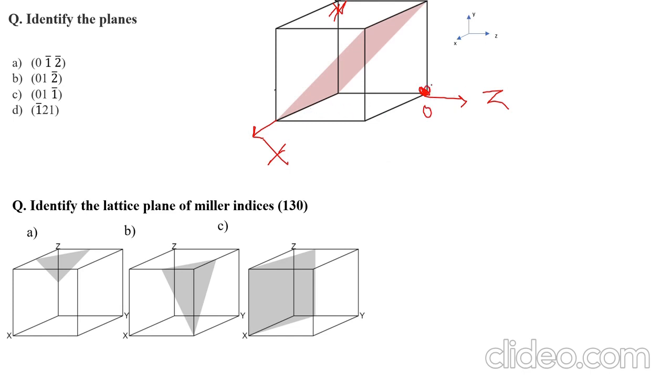We do not have an x-intercept because the plane is parallel to the x-axis, so we can write infinity. For y, we have an intercept at 1 unit distance, so you can write 1. And for the z-axis, we have an intercept at the negative of z, so you can write 1 bar. So the plane will be 0, 1, 1 bar, and that is option C. Is it clear?